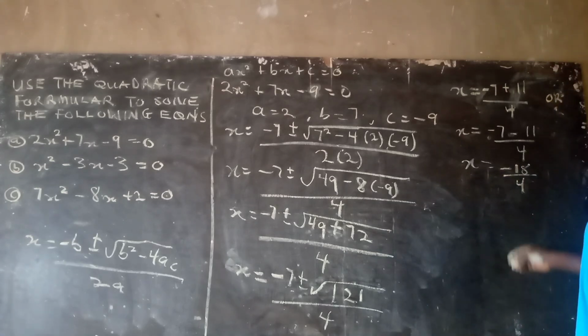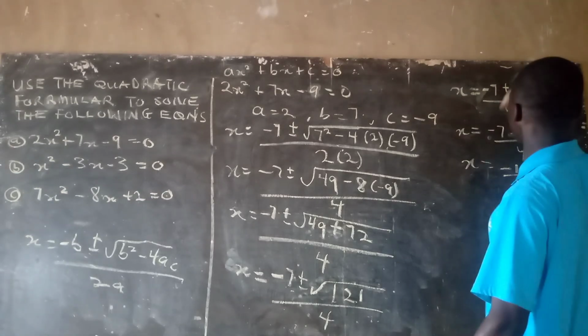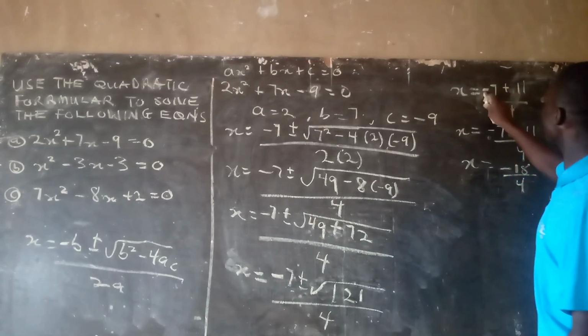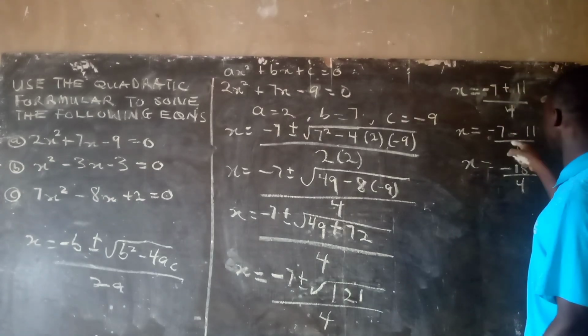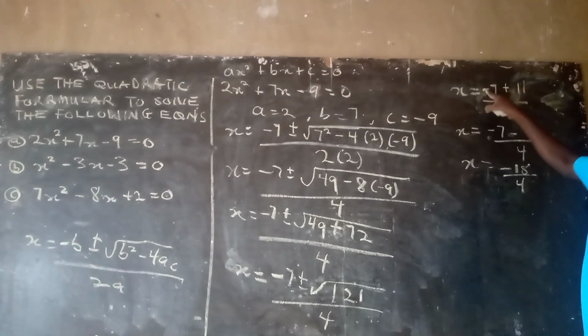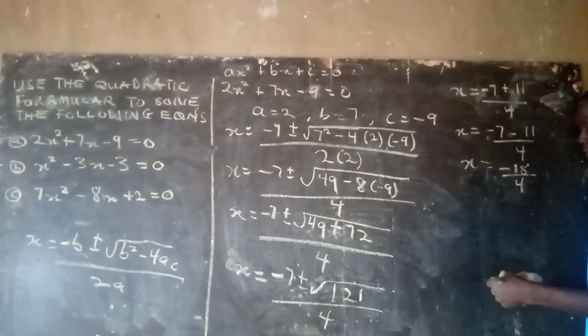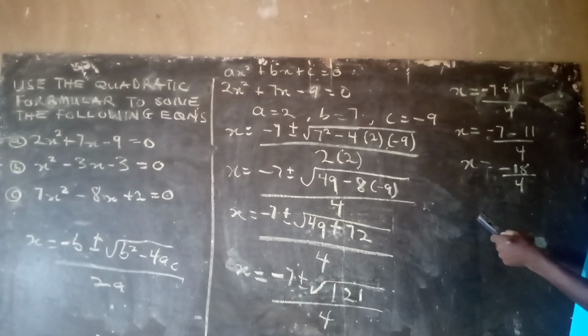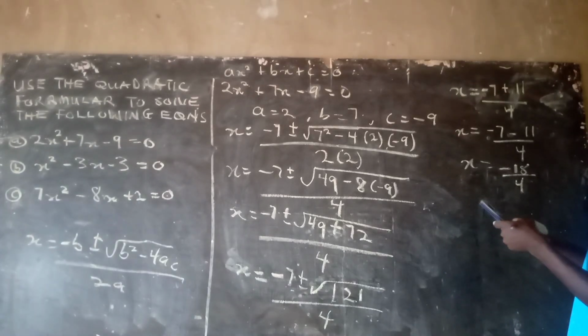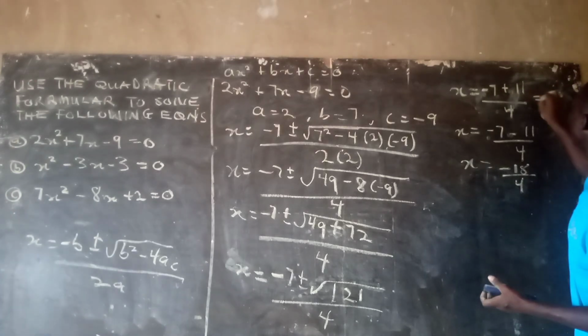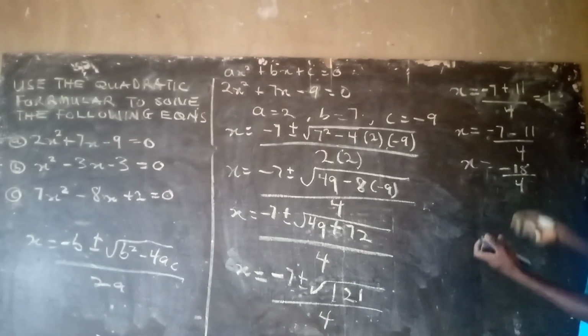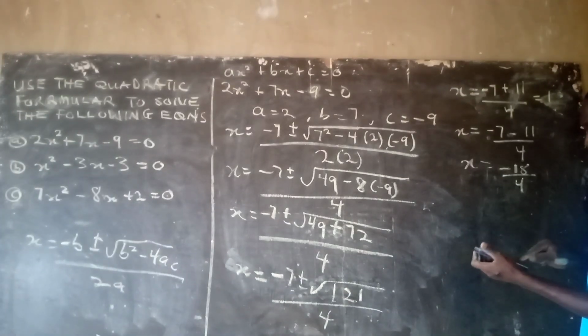So now for this one, negative 7 plus 11 over 4, and for this one, negative 18 over 4. Let's put all of them together. So you have negative 7 plus 11 over 4. It gives us 1. So this we have 1. And for this one too, we have negative 18 over 4.